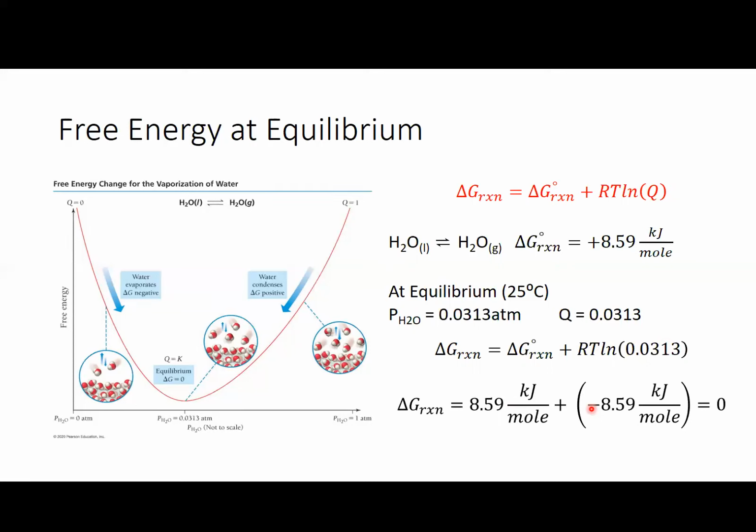And this becomes negative 8.59. These two numbers cancel out, and this becomes 0. The delta G of this reaction at 25 degrees Celsius, when this is the partial pressure of water, tells me my delta G is 0. So I know what happens when it's positive. It's not spontaneous. When it's negative, it is spontaneous, so it moves forward. At 0, what does it do? Nothing. At equilibrium, delta G is 0, meaning that it has no potential to move away from equilibrium.